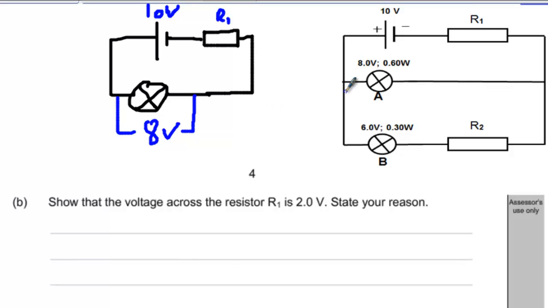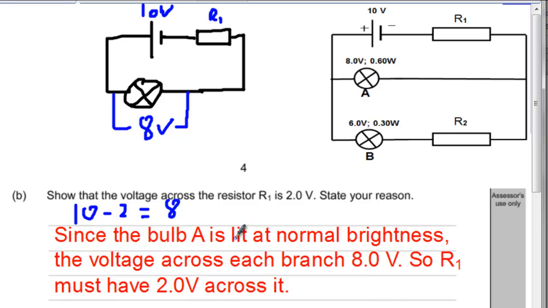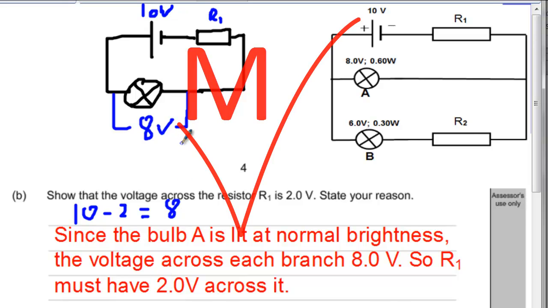or all the voltage must be used within a circuit. The circuit could also simply be redrawn as a single loop. So there's a 10 volt power supply, 8 volts has been lost across the light bulb, so that means there must be 2 volts lost across R1, i.e. it's simply 10 minus 2 equals 8, with an explanation being since bulb A is lit at normal brightness, the voltage across each branch is 8 volts, so R1 must have 2 volts across it.